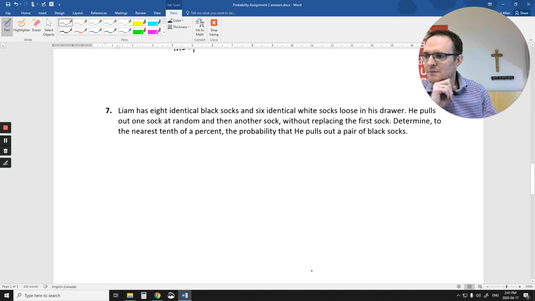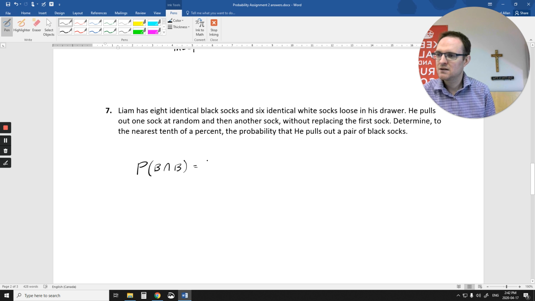Okay. Liam has 8 identical black socks and 6 identical white socks in his drawer. He pulls one sock out at random and then another sock without replacing it. Determine, to the nearest 1/10 of a percent, the probability that he pulls out a pair of black socks. Okay, so the probability that he's going to get a black and a black. So he's going to get 2 black socks.